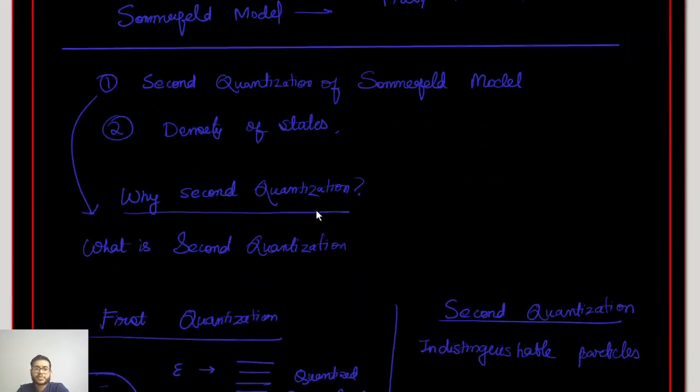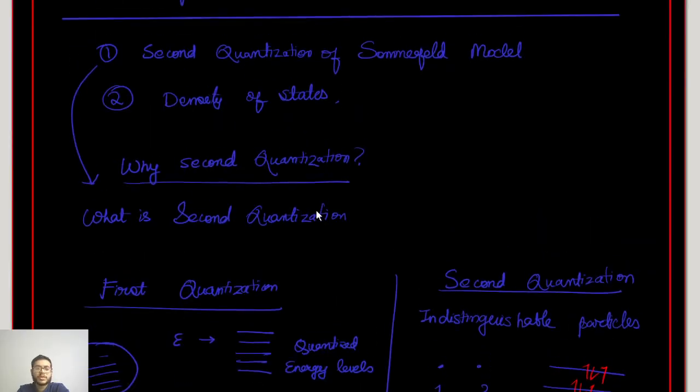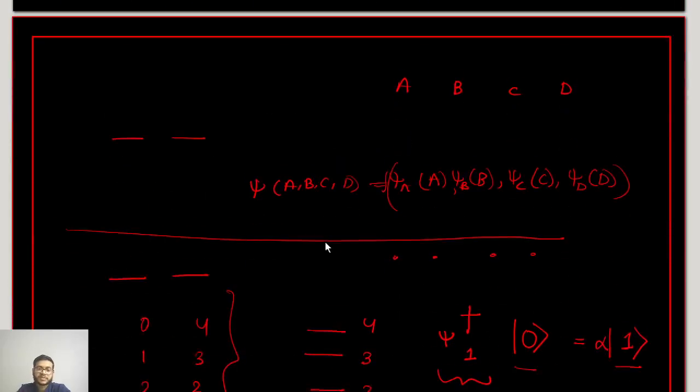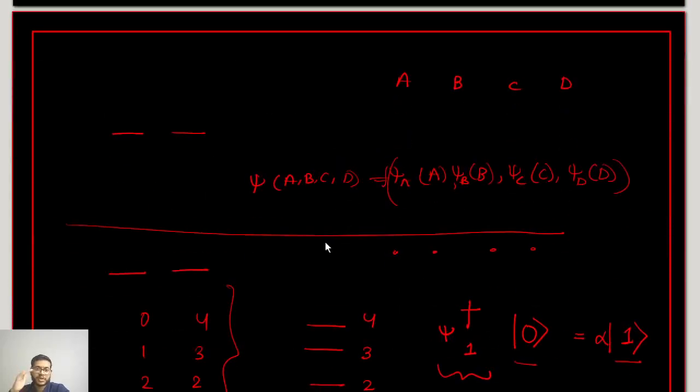So today we discussed second quantization of Sommerfeld model. Second quantization is nothing but a language of expressing the properties of indistinguishable particles, a system which has a lot of indistinguishable particles, where we are not interested in what each particle is doing, rather we are interested in how many particles are there in each state. So that is the difference. We are more interested in the occupation of different levels of the observable quantity or the state rather than what each particle is doing.